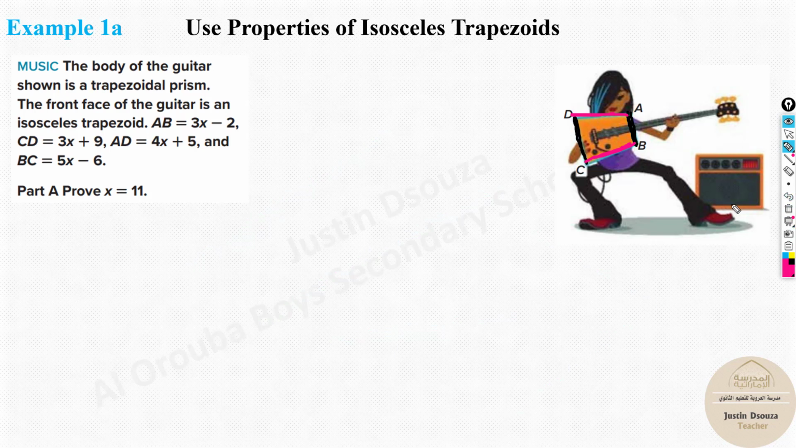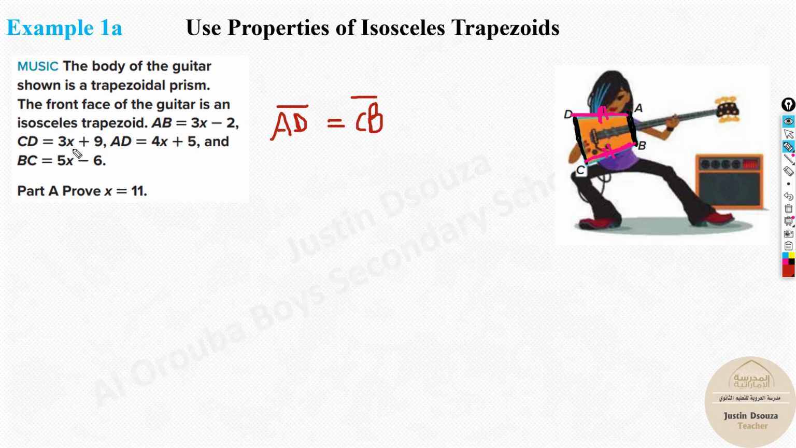Now, all these values are given in terms of x, but we need to prove x equals 11. How do we do that? It is very simple. We know this is an isosceles trapezoid, so this side and this side are equal. All we need to do is equate these both: line AD is equal to line CB, or BC.